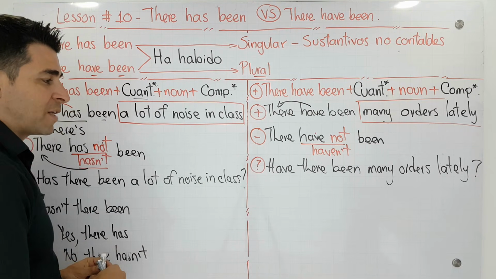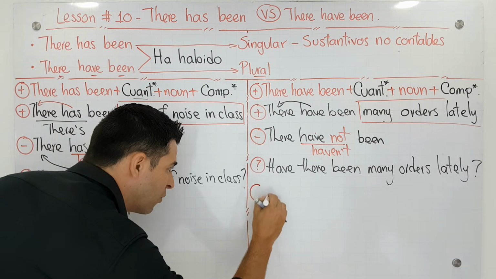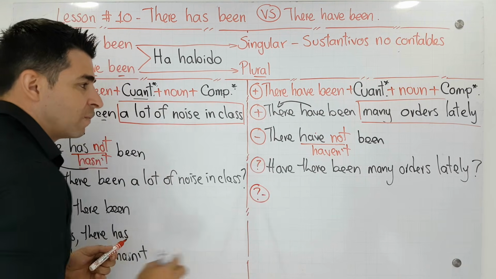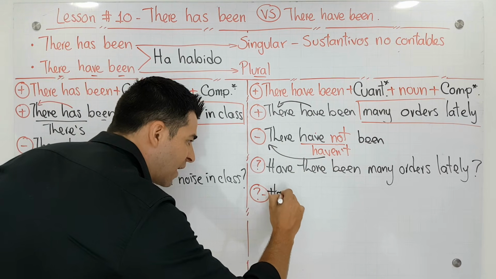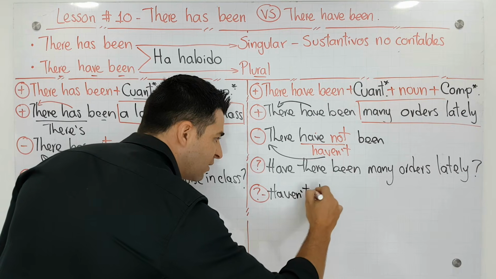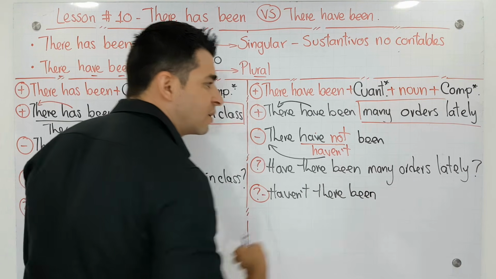Tendríamos esa opción. Pacho, can we do it in the interrogative form? Yes, let's do it. Vamos a hacerla en la forma interrogativa, like this. What do we have to move? This to the beginning. So we say here, haven't there been many orders lately?